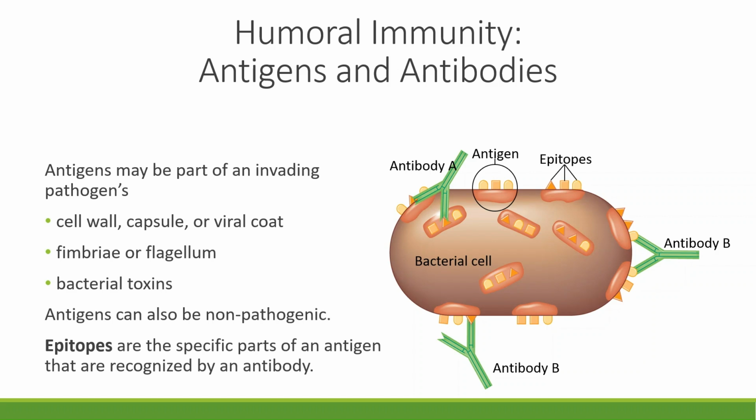Epitopes are the specific parts of an antigen that the antibody can recognize and bind to. And this allows for a targeted immune response once those epitopes are identified. Just as a side note, allergies and organ rejection are both examples of your body reacting to non-pathogenic antigens.